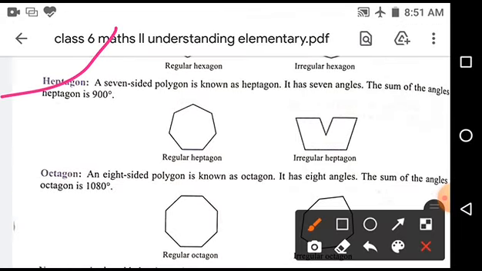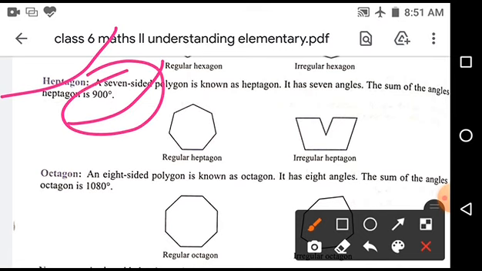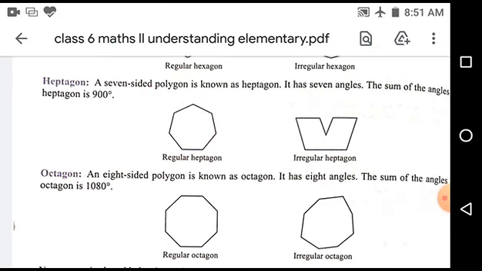Now heptagon. A seven-sided polygon is known as heptagon. It has seven angles. The sum of the angles in a heptagon is 900. This is the important point. So this is an example of regular heptagon, and this is an example of irregular heptagon.